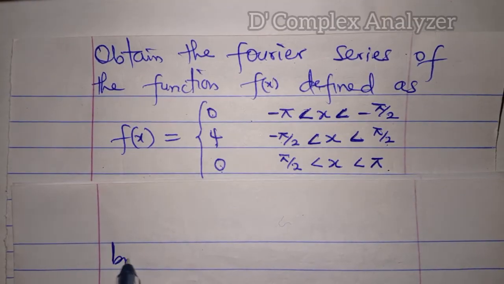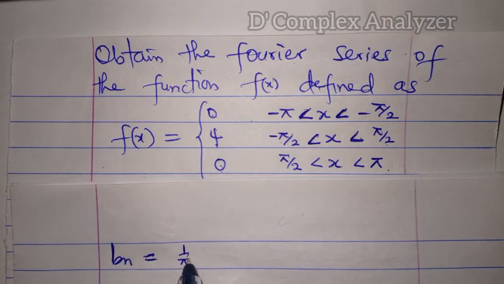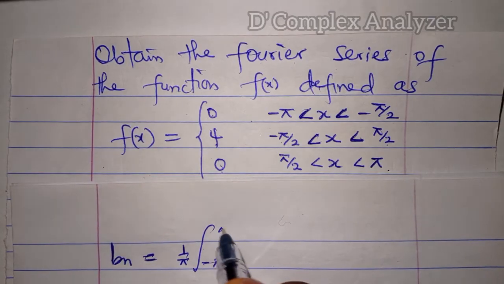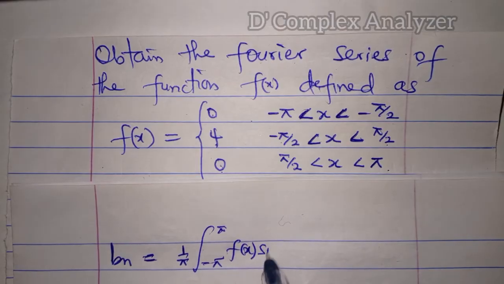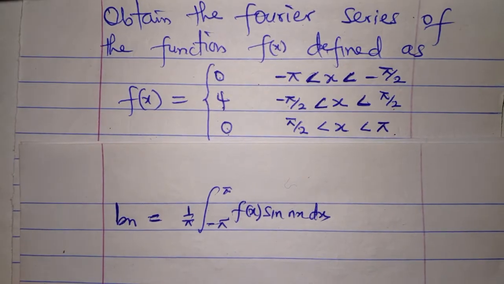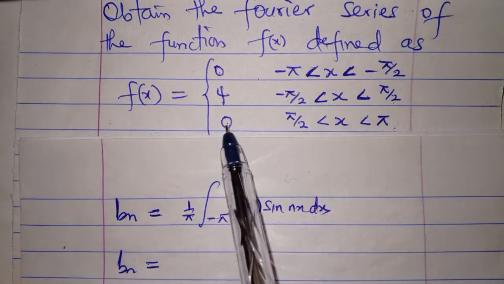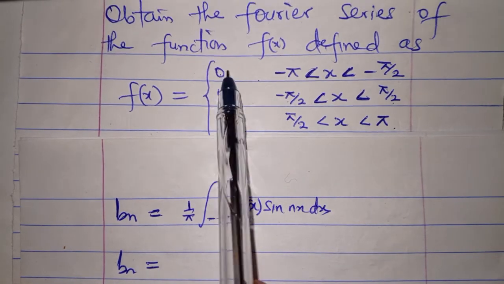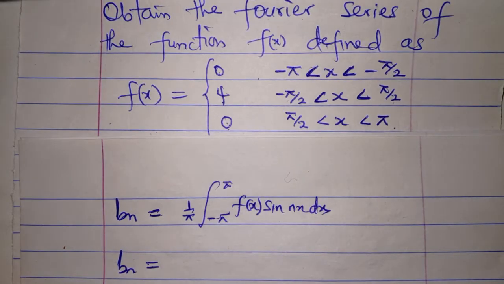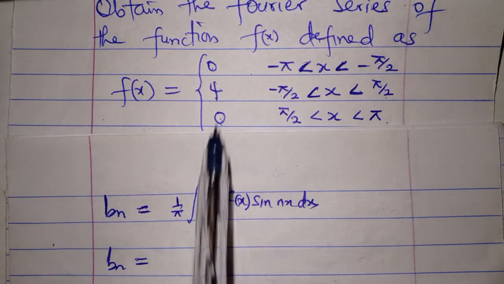Now, let us determine b sub n of this periodic function. Generally, like we said earlier, b sub n is 1 over pi times the integral from negative pi to pi of f of x sine nx dx. So for this periodic function, this is what b sub n is. We may not need to take these functions that have 0, because it will still give us 0. When we were determining a naught and a sub n, it was 0. So let's neglect it. Let's just take this one.